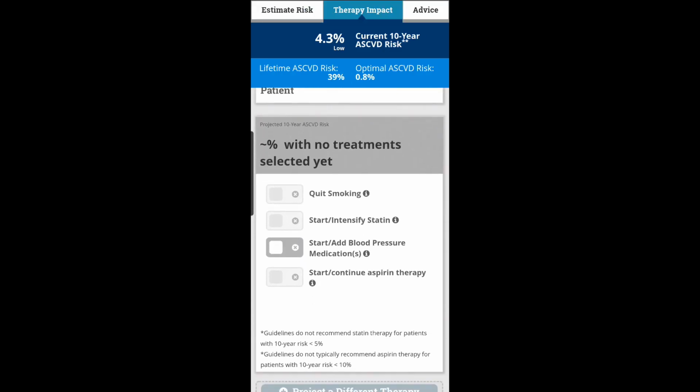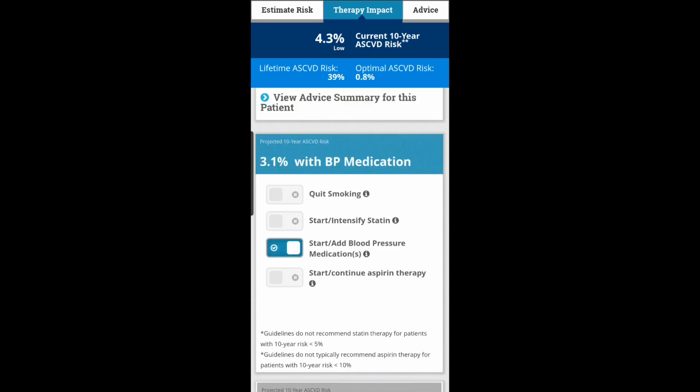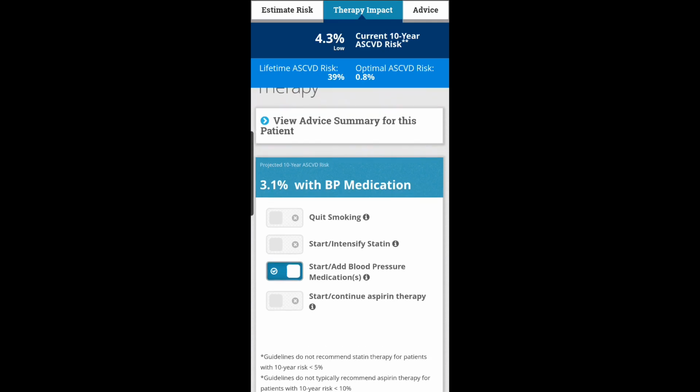In this column I see four different things listed, and the darker gray one is start or add blood pressure medication. You just watch, the risk is 4.3 at the top, and now just press that. If you're on blood pressure medication, your risk will come down to 3.1%. That's how much it reduces your risk when you manage your blood pressure better.